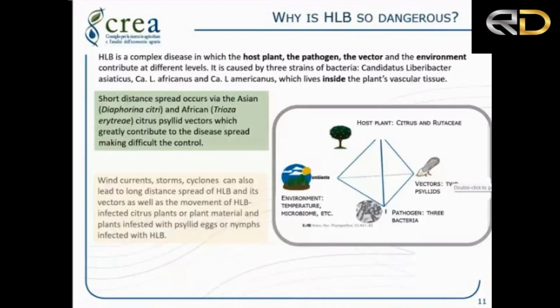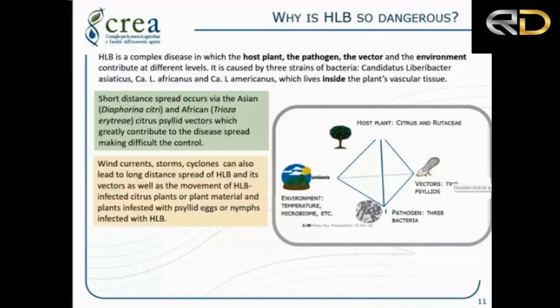Wind currents, storms, and cyclones can also lead to long-distance spread of HLB and its vector, as well as the movement of HLB-infected citrus plants or even plant material infested with eggs or nymphs infected with the bacterium, which contribute very much to its diffusion.